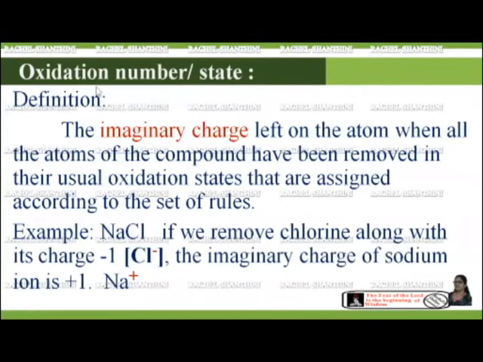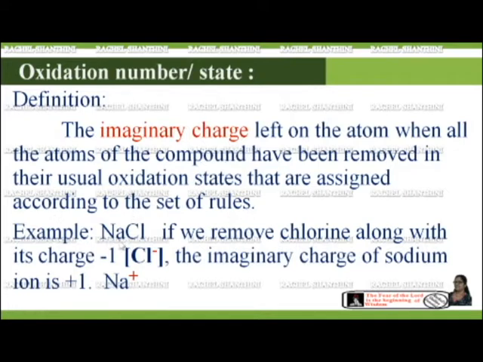The next concept is the oxidation number or the oxidation state. Definition: the imaginary charge left on the atom when all the atoms of the compound have been removed in their usual oxidation states that are assigned according to a set of rules.